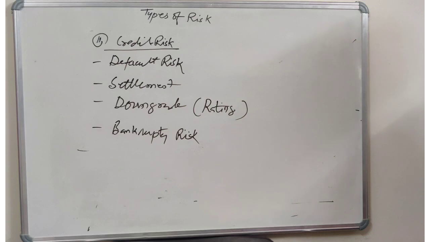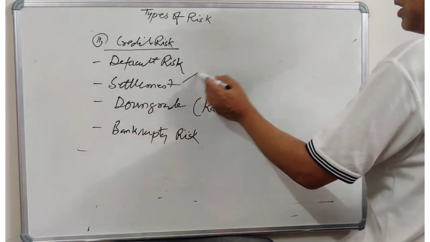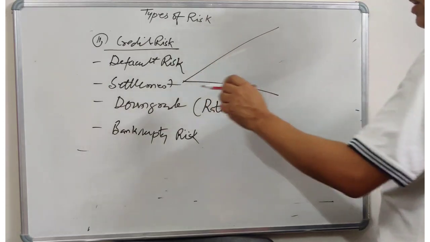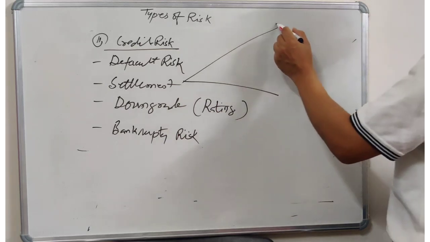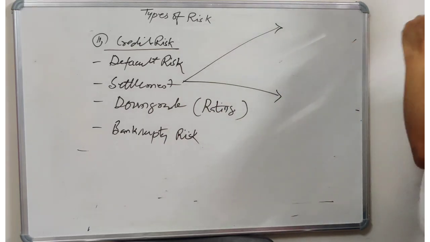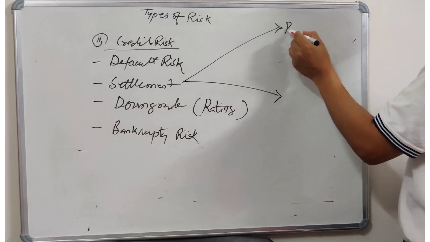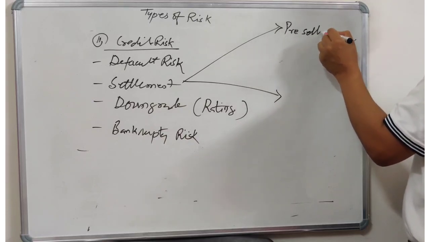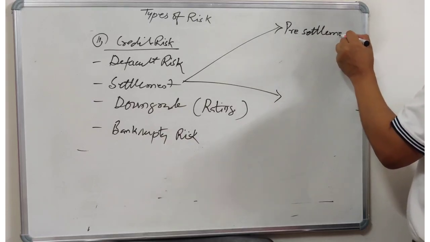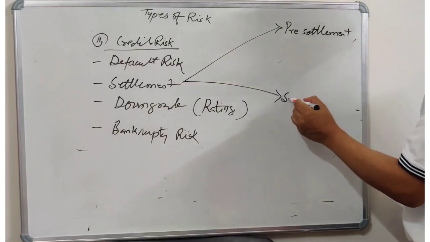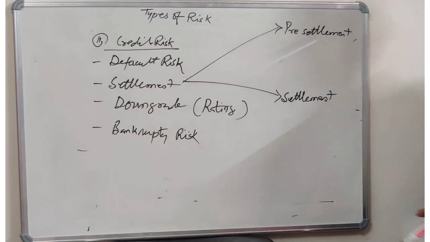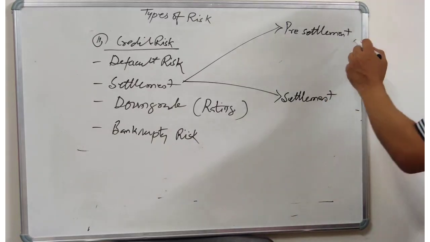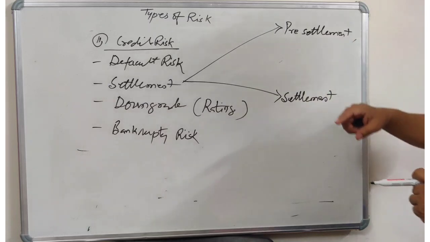So here, from the market perspective, the most important risk is the settlement risk. Again, I will define other risks also, but because time is a little bit less, let me talk about the settlement risk. Settlement risk can have two kinds: again, pre-settlement risk and another one is settlement risk. Pre-settlement risk is the risk which happens before settlement happens.